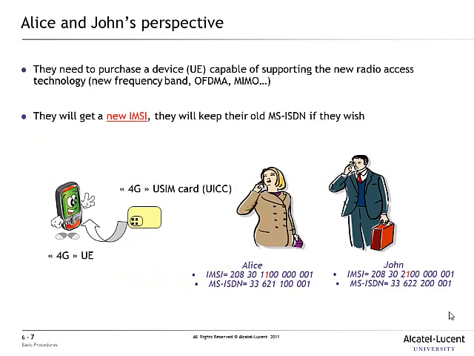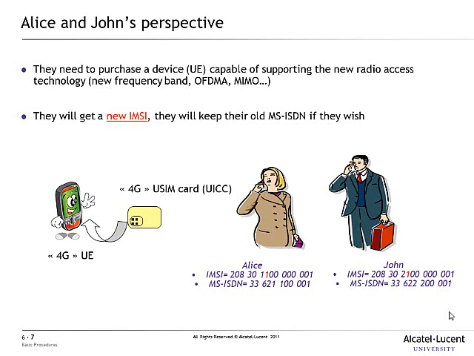So let's take the example. There's a person here, Alice, and there's a person here, John. They were on a 3G network and they want to update to 4G because they've heard so many good things about it. So obviously, the first thing they need to do is purchase a user device that is capable of supporting OFDMA and MIMO and related 4G technologies, because a 3G mobile will not work on a 4G network.